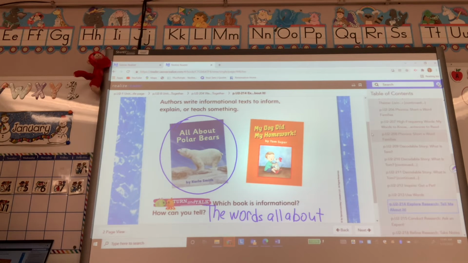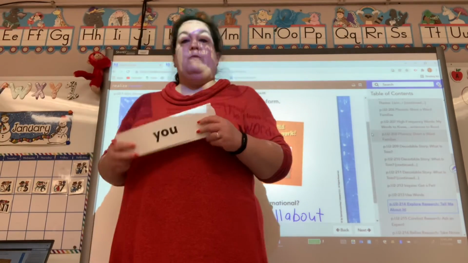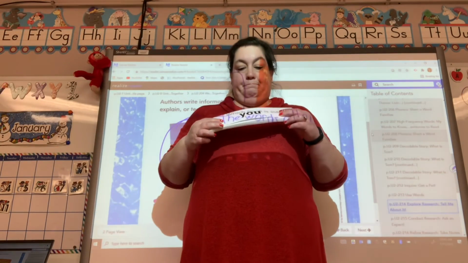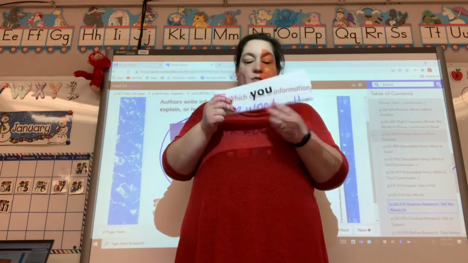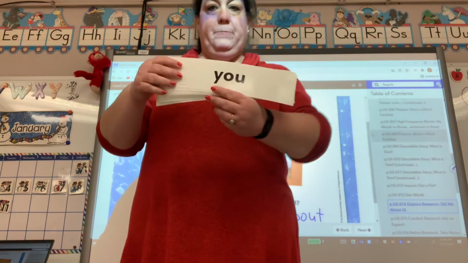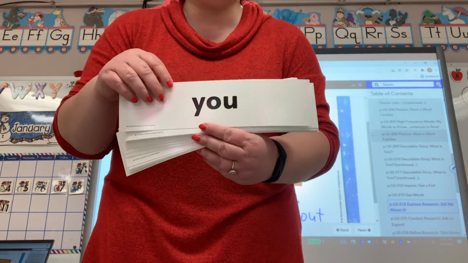One last thing for reading are our sight words. At home, if you want to play a sight word game, that's fine, like we do in school. But for now, we're going to just do flashcards. I want you to say them.